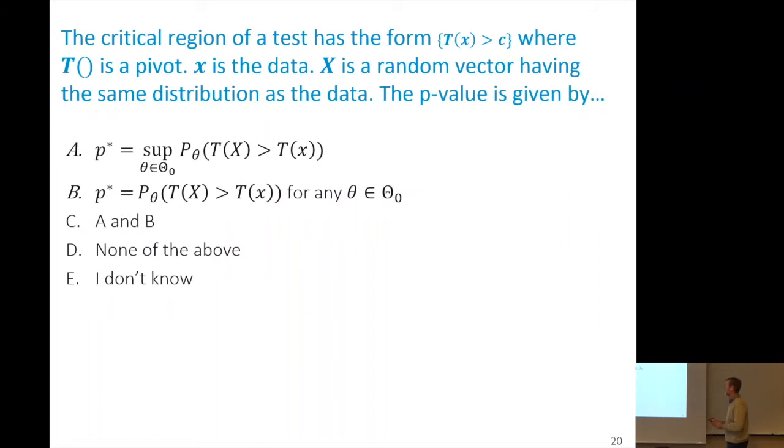Here is another small question here. So assume I've done a variant of the test I did before, and I found a rejection region of this type. I number crunch my output data through some function t, and I compare the result to some pre-specified threshold. And I assume t is a pivot. Right? What is true about the p-value?